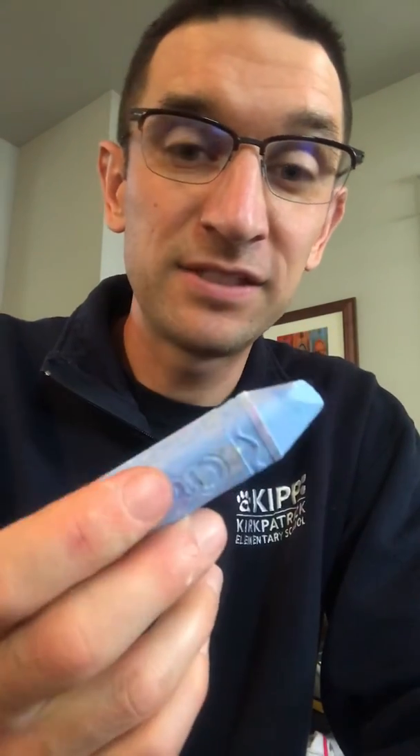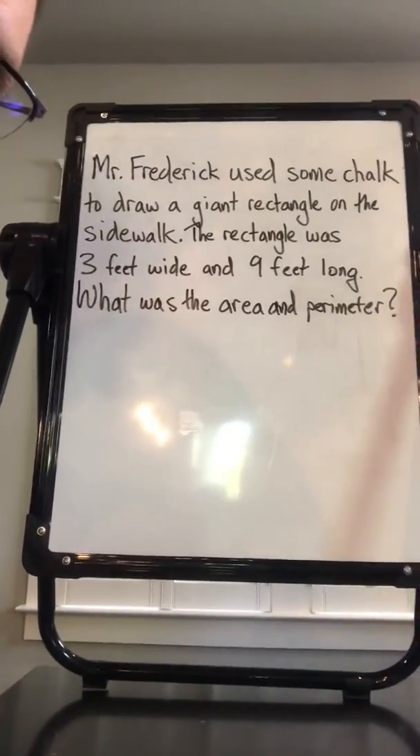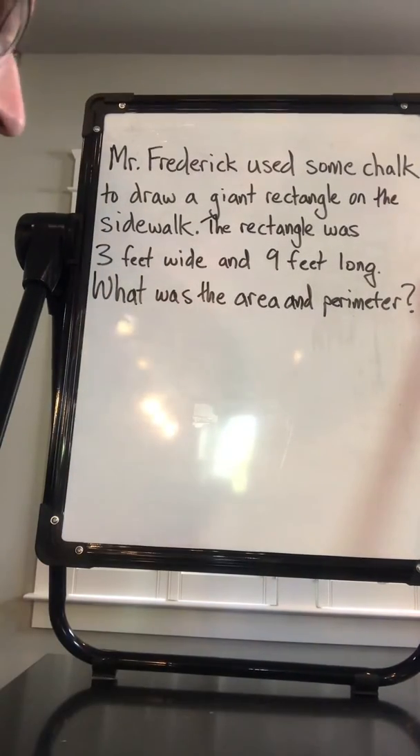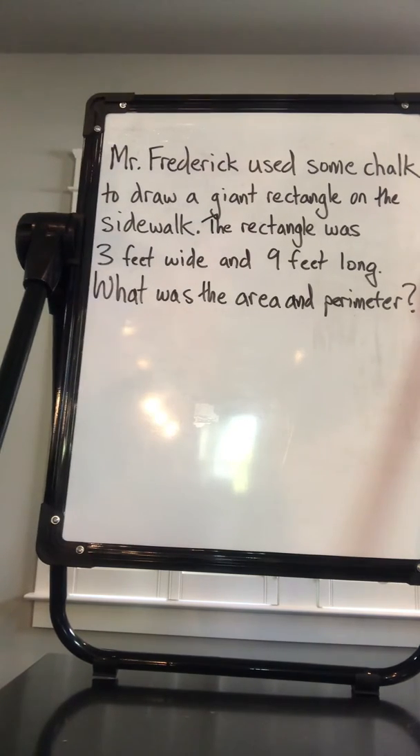I want you to imagine that you had a giant piece of sidewalk chalk, and you could go outside and make a huge rectangle with this and figure out what the area and perimeter is. That's what this problem is going to be about. The problem says, let me show it right up here. It says, Mr. Frederick used some chalk to draw a giant rectangle on the sidewalk. The rectangle was 3 feet wide and 9 feet long. What was the area and the perimeter?